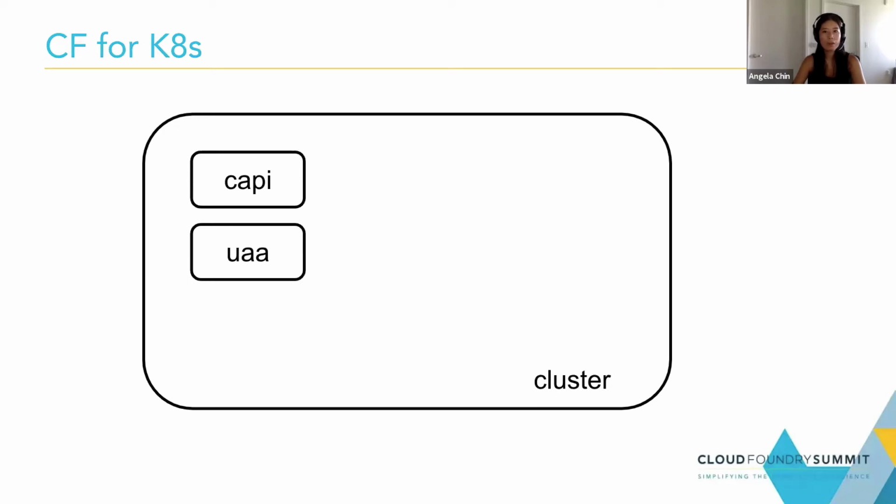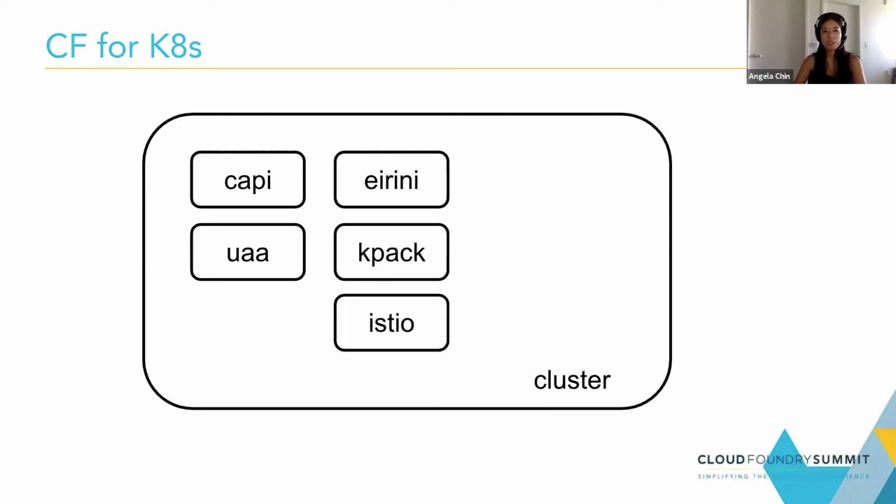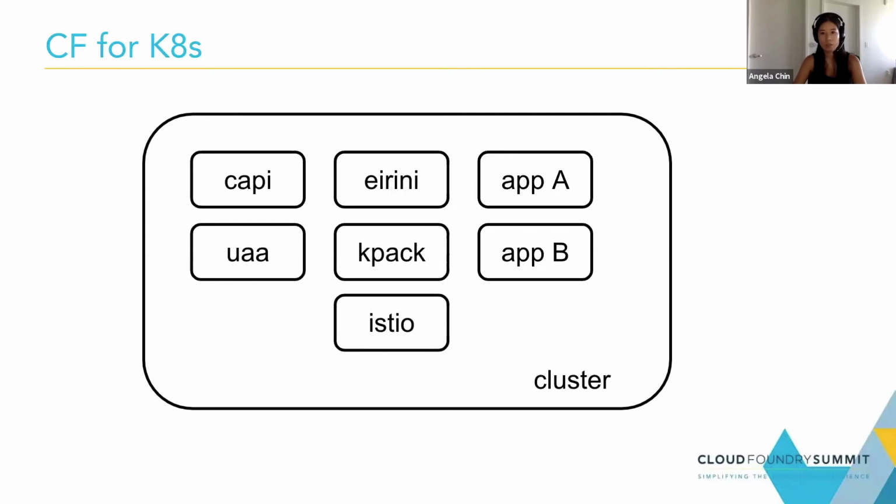So when we think about the components that are running on a Kubernetes cluster when you deploy CF4K8s, we can think of it in three main buckets. First and foremost, the Cloud Foundry components that we've historically known and loved, such as CAPI and UAA. Secondly, some additional components that are either Kubernetes native or created to be a bridge between the historical CF components and the underlying Kubernetes infrastructure. So Eirini, kpack, and Istio as some examples. And then lastly, you have your application workloads themselves running on top of the cluster.